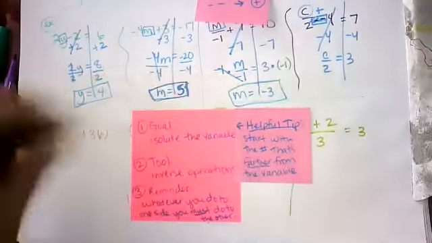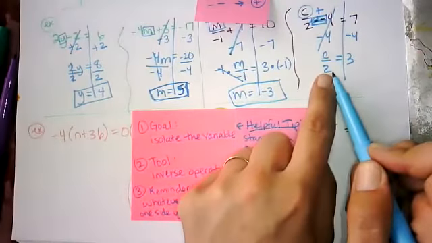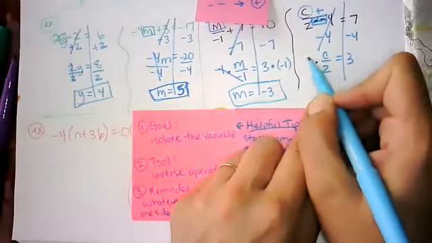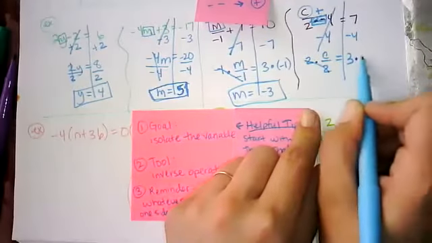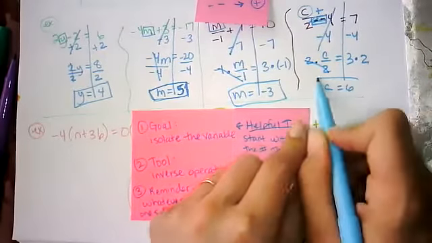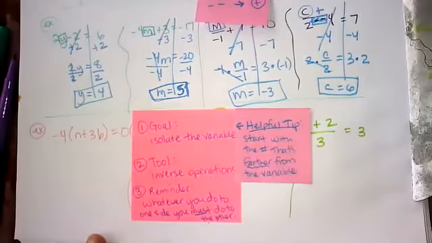7 minus 4 is 3. And then just like last time, since I have this 2 on the bottom, I'm dividing by 2. I'm going to multiply by 2 on the top there so that they cancel. And whatever I do to one side, I need to make sure I do to the other.